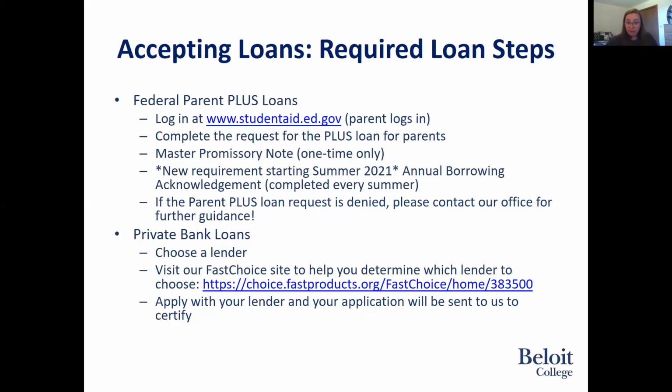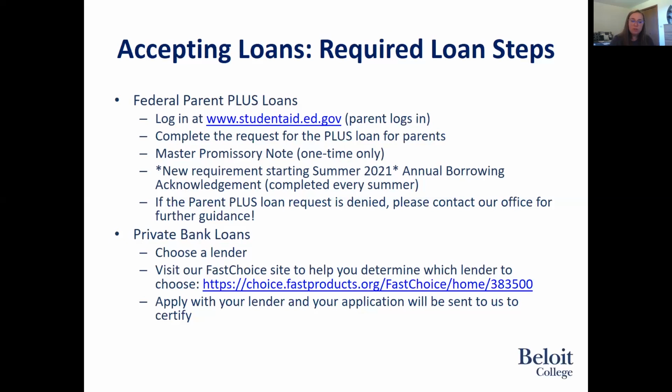If we're doing a private loan, then you would just work with the lender that you would like to choose. If you have no idea even where to start or which lenders are available, on our website, we have a tool called Fast Choice, and on there are the lenders that our students are choosing. So it's not a preferred lender list. We're not telling you on that list who you can borrow from. We're just telling you who our students are using. So you can choose someone off that list if you like, but it's just kind of a jumping off point to get you started.